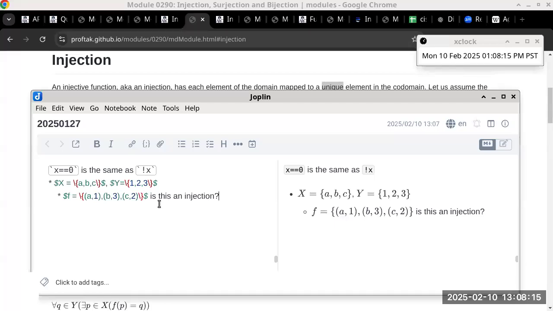You go like, oh, okay, A maps to one. Okay, let's see if anyone else is mapping to one. Nobody else is mapping to one. We're good. B maps to three. Is anyone else mapping to three? No. And C maps to two. Is anyone else mapping to two?